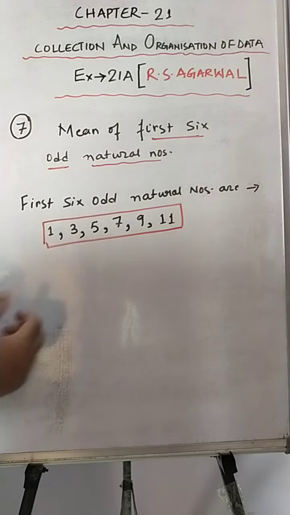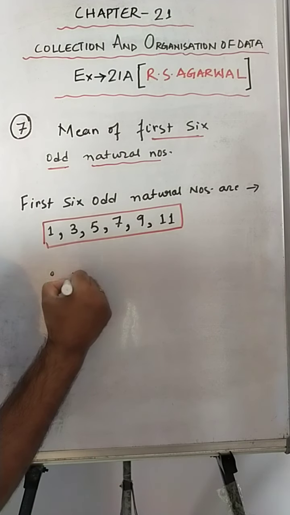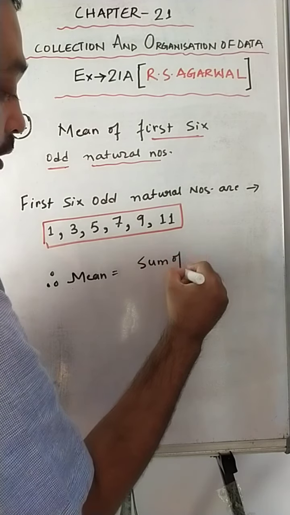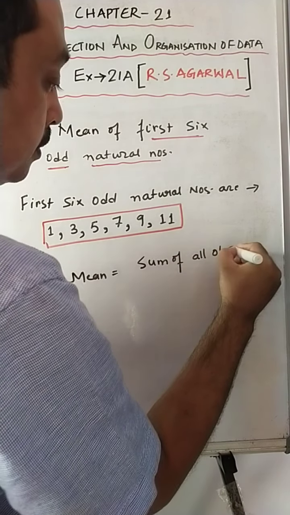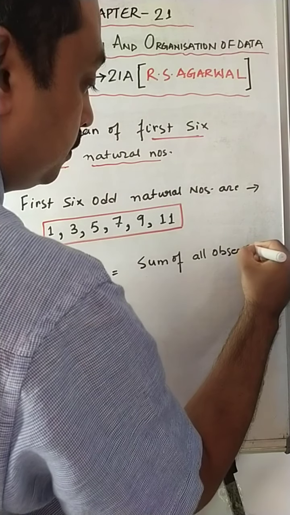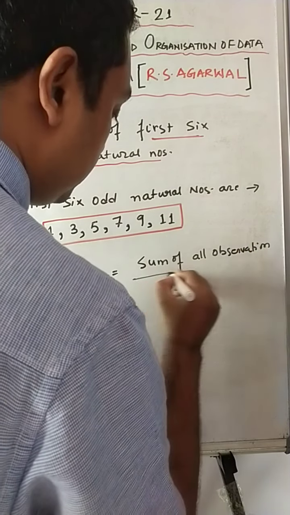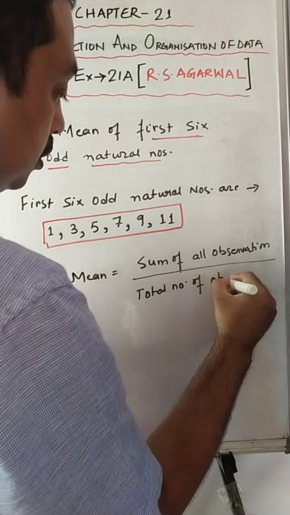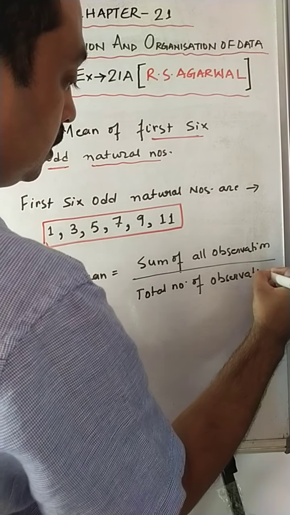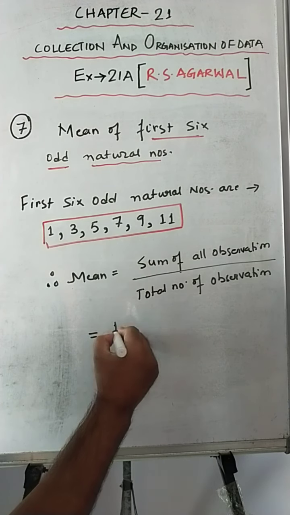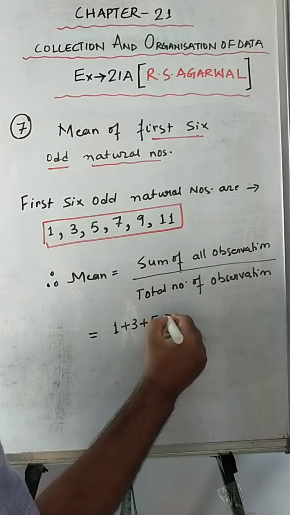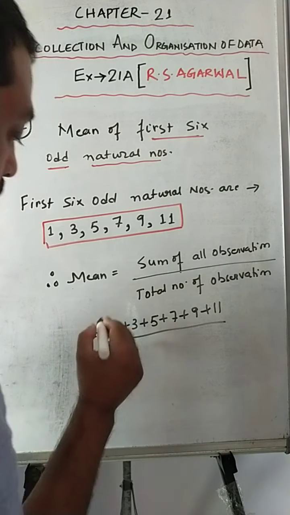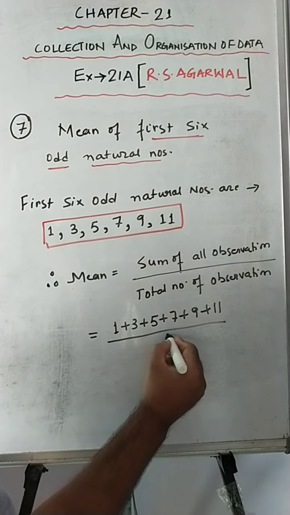Now after this you have to find the mean. Therefore mean is equal to the sum of all observations by the total number of observations. So the sum of all observations will be 1 plus 3 plus 5 plus 7 plus 9 plus 11, by how many numbers are there? 1, 2, 3, 4, 5, 6.